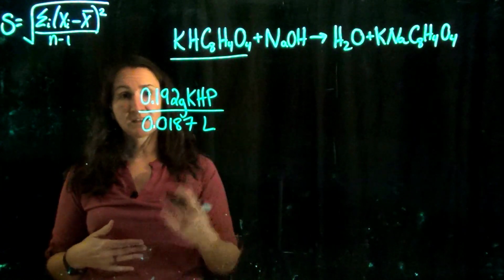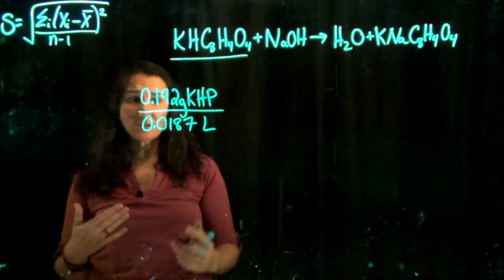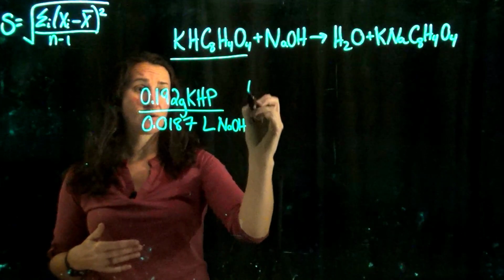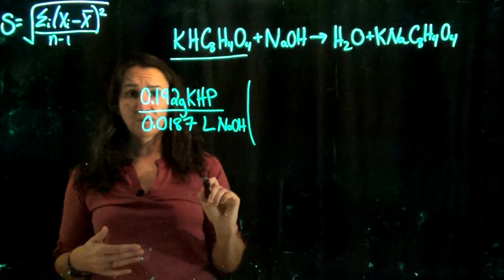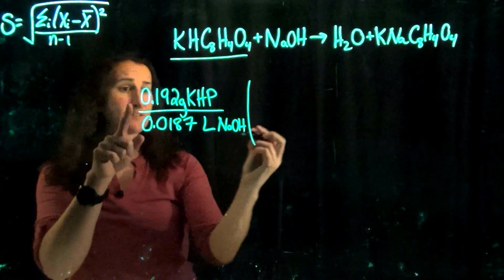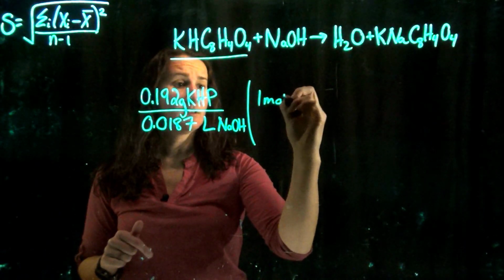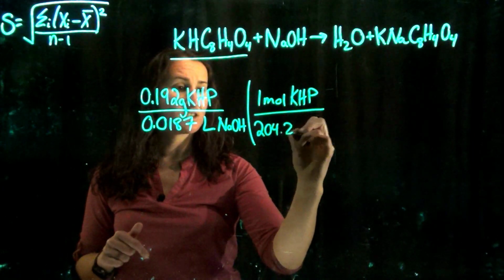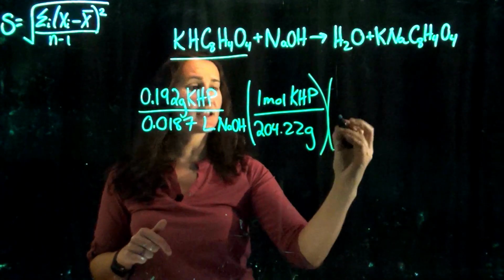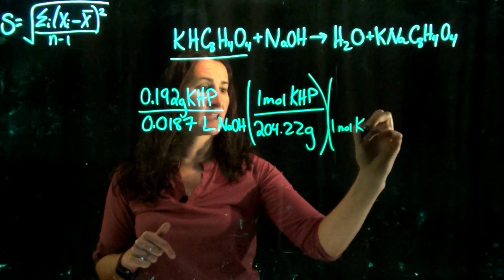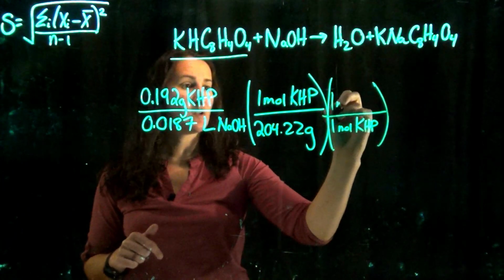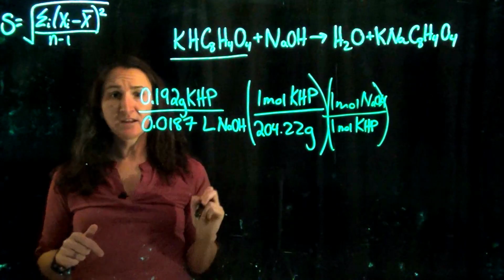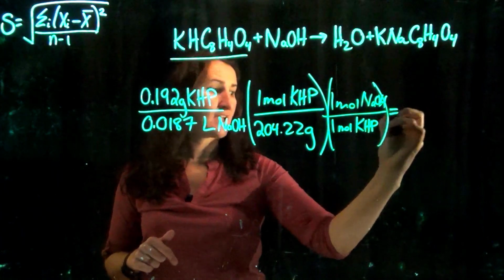So we've got grams per liters, but we don't have moles of sodium hydroxide. This is liters of sodium hydroxide, okay, but we're not there yet. And so we need to convert from grams to moles of sodium hydroxide somehow. So how do we do that? We go 1 mole of KHP over how many grams? 204.22 grams. And then, like I said before, 1 mole of KHP is equal to 1 mole of sodium hydroxide. That's all that really matters, because now we have moles of sodium hydroxide per liter of sodium hydroxide, and that's going to give us our molarity.